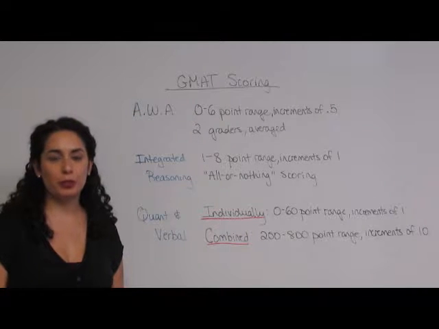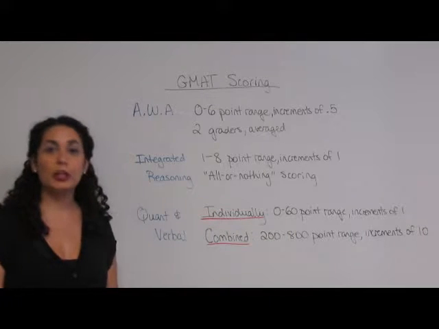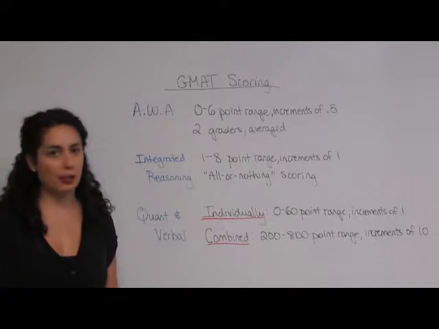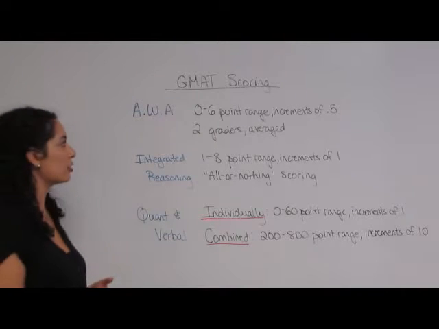I'm a GMAT instructor with the Princeton Review, and this is a video about how the GMAT is scored. So when you get your GMAT scores, you're going to get three totally separate scores. The first is the AWA, or essay section, the writing section.